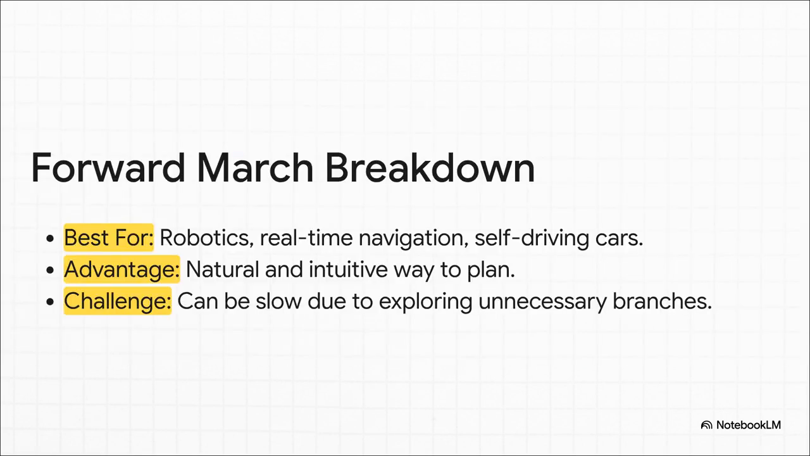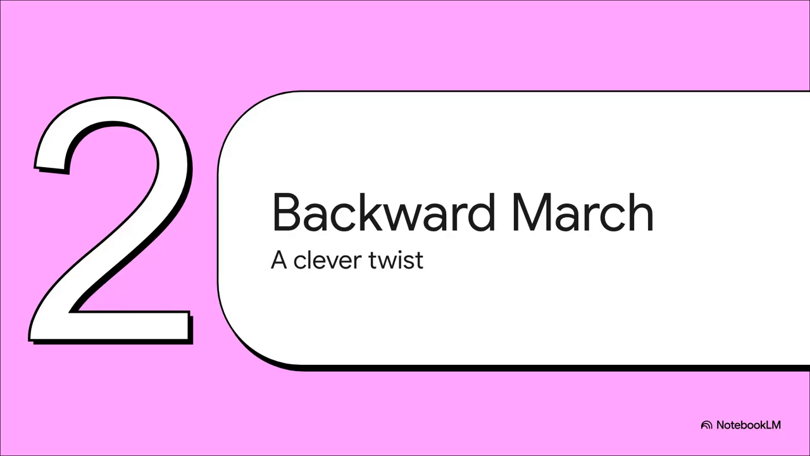So this method is perfect for things like robotics and self-driving cars, any situation where you have a very clear starting point. Its biggest advantage is that it's just so simple. The major weakness, though, it's something called state explosion. Basically, if the AI has way too many choices at the beginning, it can waste a ton of energy exploring paths that go nowhere.